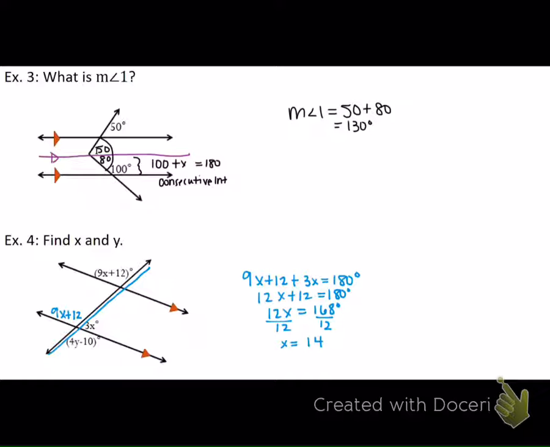What do we know about y? What two things do we have to add together here? 3x plus 4y minus 10. What do you notice about 3x and 4y minus 10? They make a line, so what should they add to? So these two should add to 180 as well. But you're seeing that you have two different variables there. How can we figure this out? Why can we figure this out? Hayden? We know that x is 14.